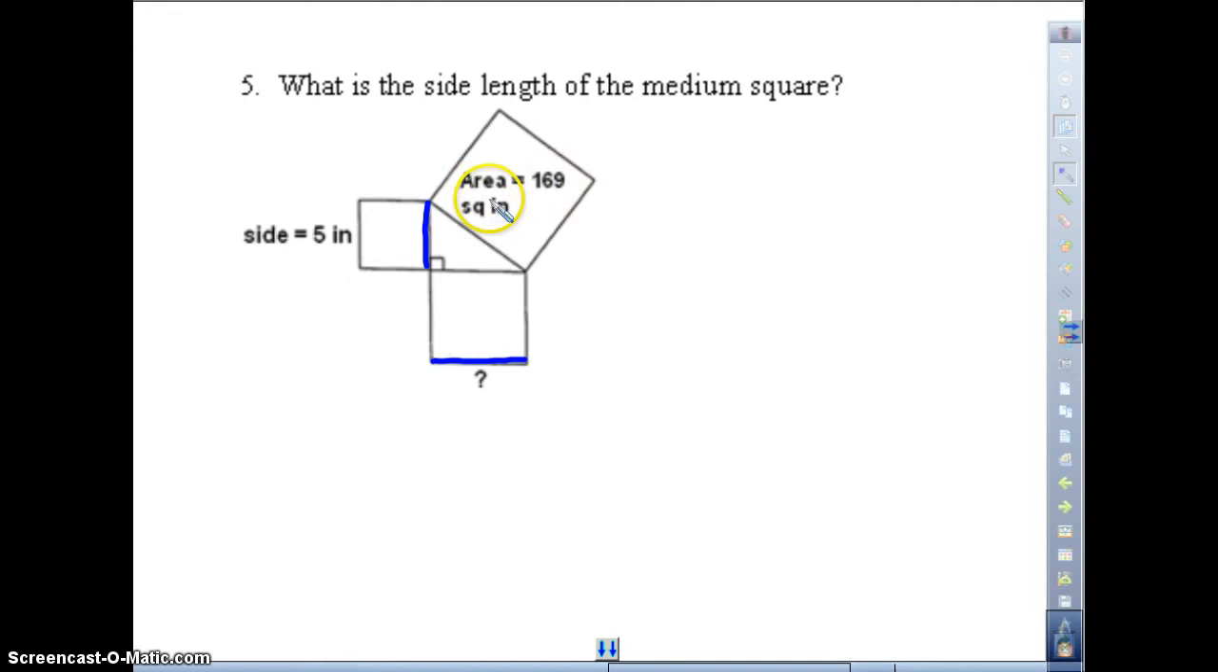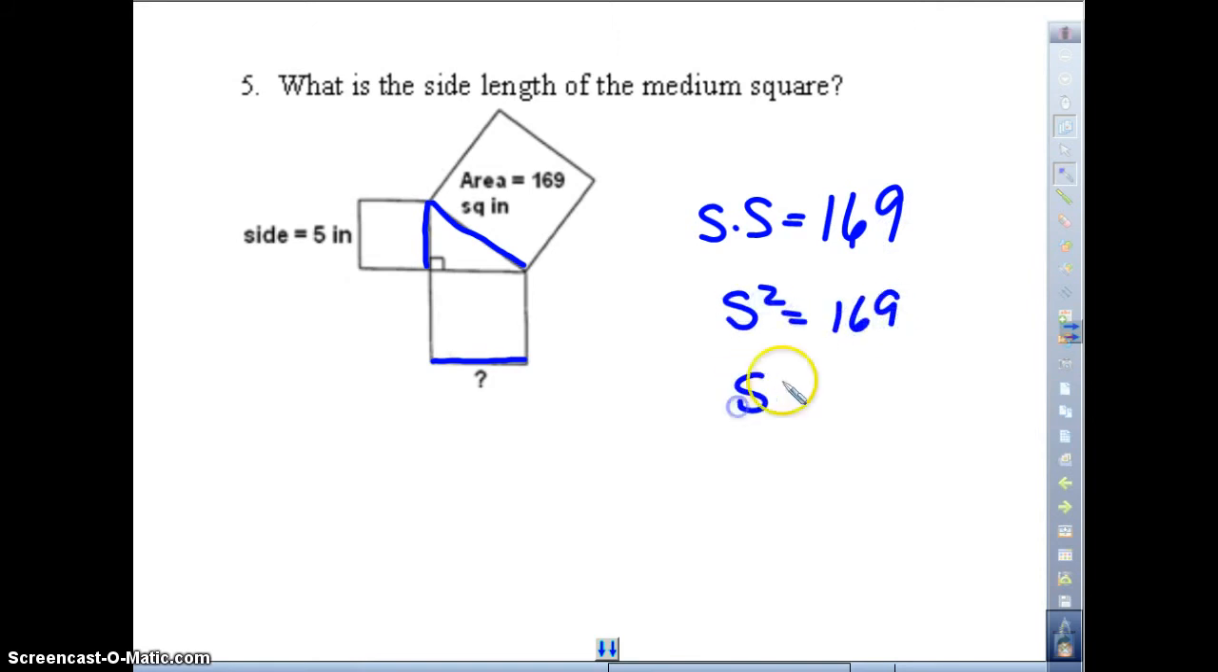Look at this. They gave you square inches here. That is the area of this whole square. But I want to know the side length right here. I need to know what number times itself gives me 169. Well, if you want to know what that side length is, you take the square root of 169 and you get what?